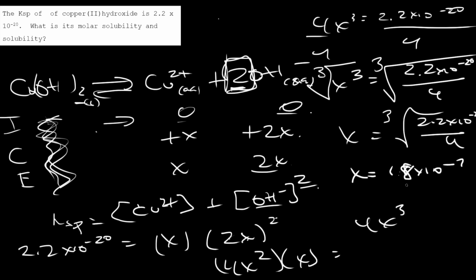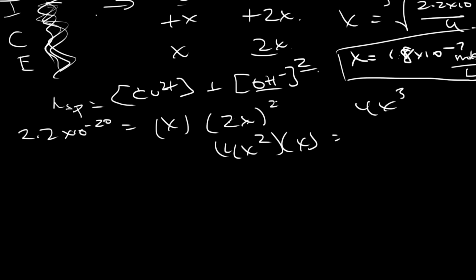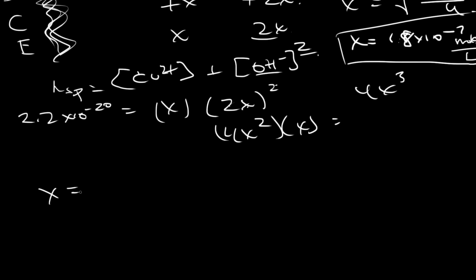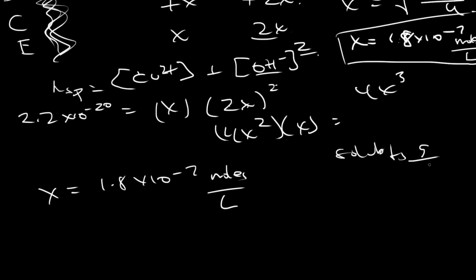So this in itself is the molar solubility, in moles per liter. Now let's say I want to calculate the solubility. We have the molar solubility, which is 1.8 times 10 to the negative 7 moles per liter. Earlier we said solubility is in grams per liter. So how do we turn this into grams?